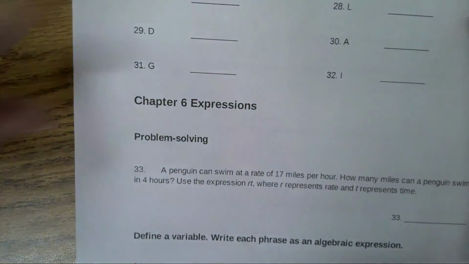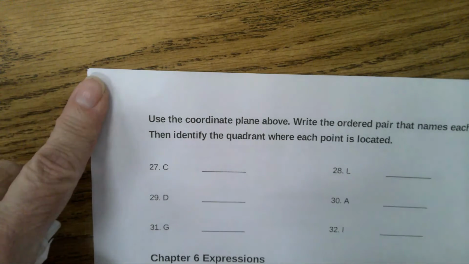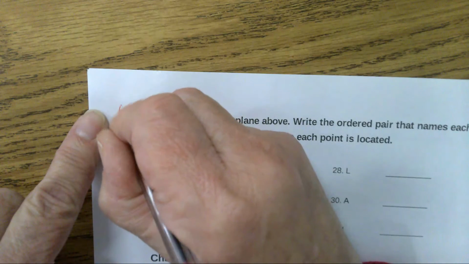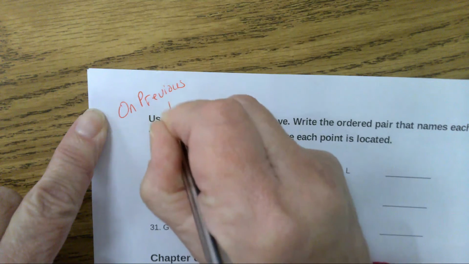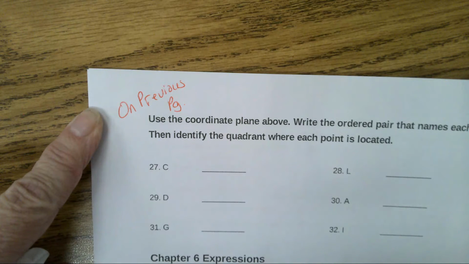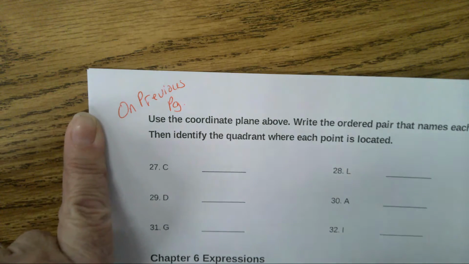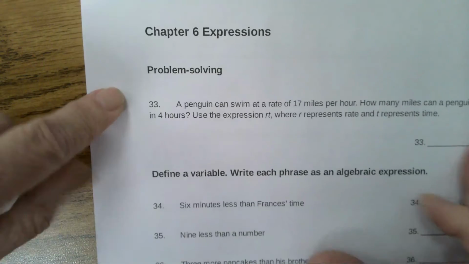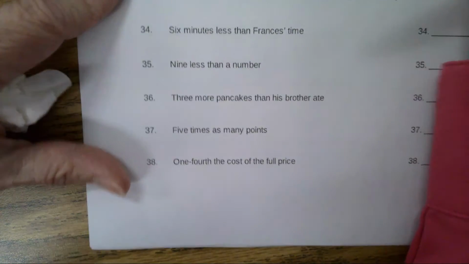Let's see what we have here. Oh, on this one, 27 to 32, the coordinate plane above, you just use it on the other page, on previous page. You just have to move back and forth. Now, if you're really good, I'll let you work in groups on this. So for the previous page, you can look at your friend's paper and then do that together. Problem solving. Oh, let's go to number 34. Less than.